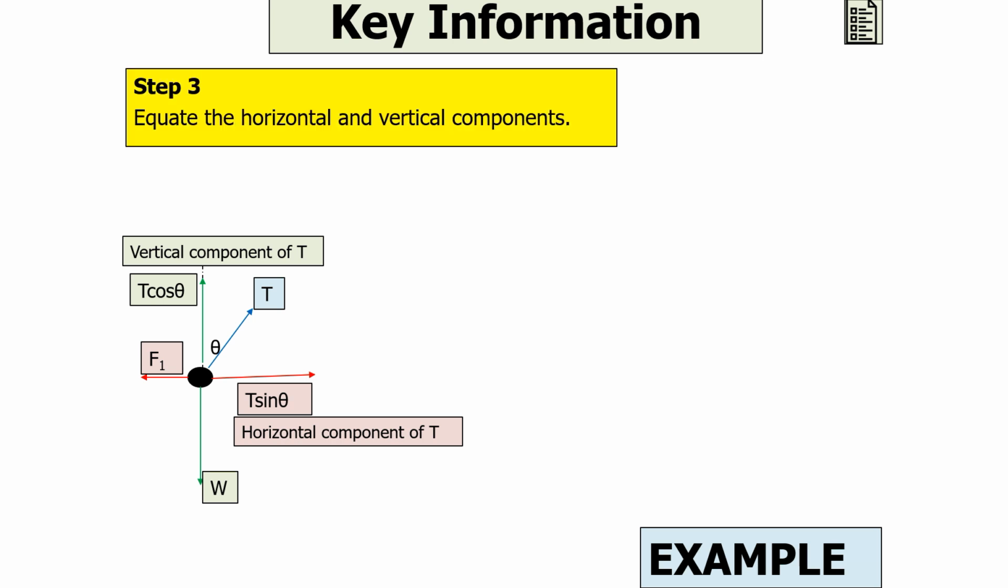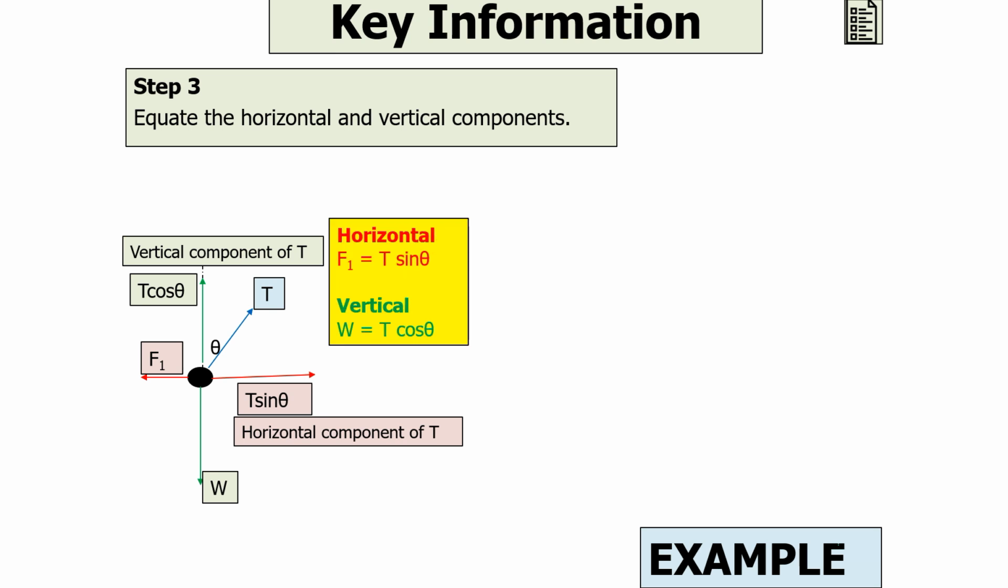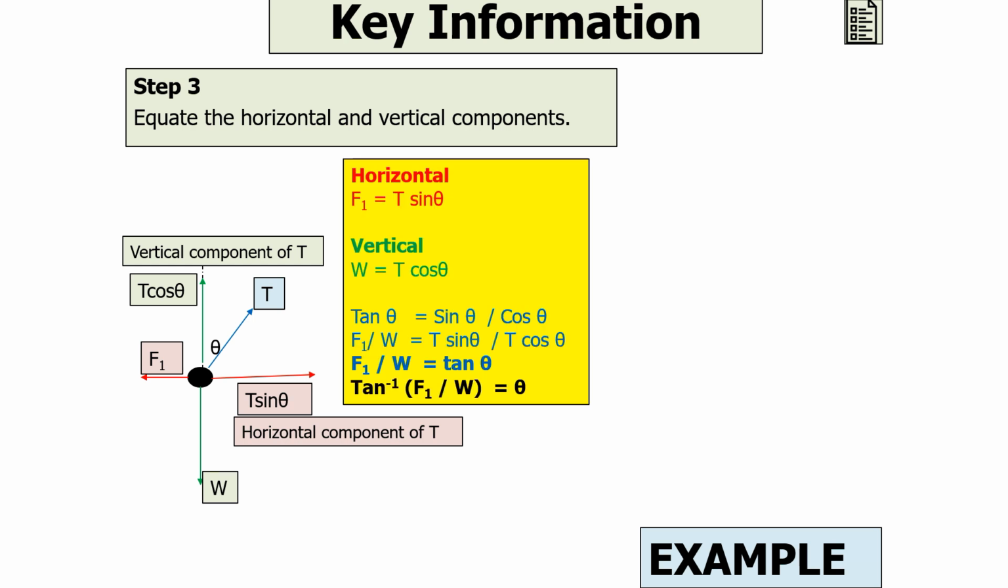The third step is to equate the horizontal and vertical components. So we can say horizontally that F1 minus T sine theta, because they're in opposite directions, is equal to 0. And then vertically, W minus T cos theta is equal to 0. We can then rearrange them to say horizontally F1 is equal to T sine theta, and vertically W is equal to T cos theta.